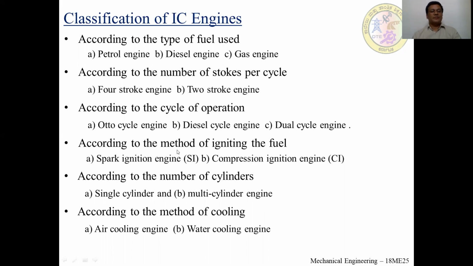The next classification depends on the method of igniting the fuel. Based on this, we have two types: spark ignition engine and compression ignition engine, that is the CI engine. The next classification depends on the number of cylinders: single cylinder engine and multi-cylinder engine. The last classification depends on the type of cooling: air cooling engine and water cooling engine. So this is about the classification of IC engines.